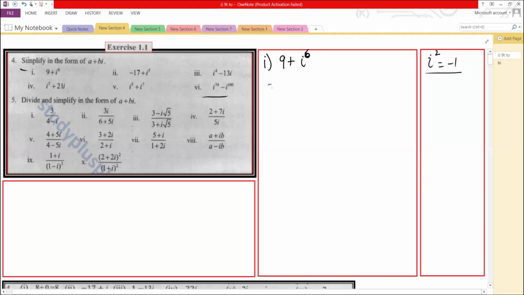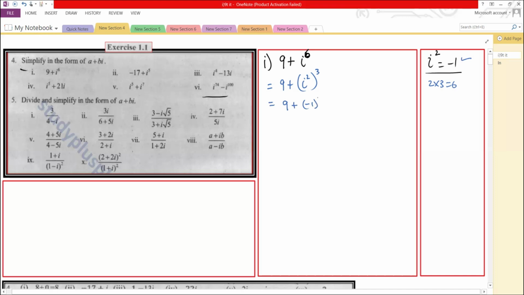What you will do is, first of all, write 9 plus iota square, then with which number we will multiply so that we will get power 6? Obviously 2 times 3 is 6. So here we will write 3. So in the next step, students, we will put 9 plus iota square is equal to -1, so here we will apply this.